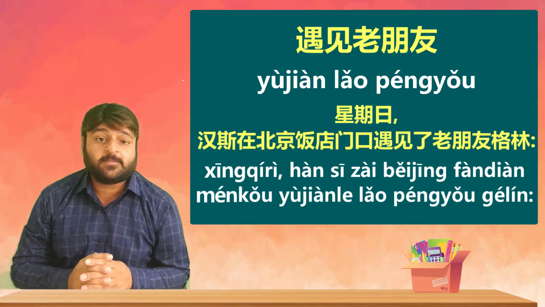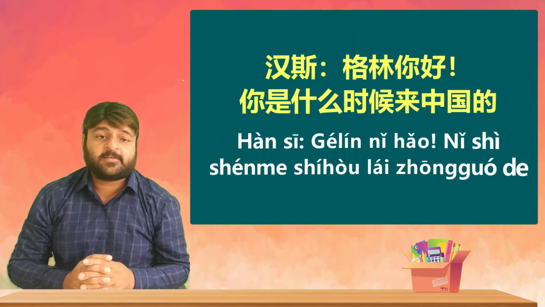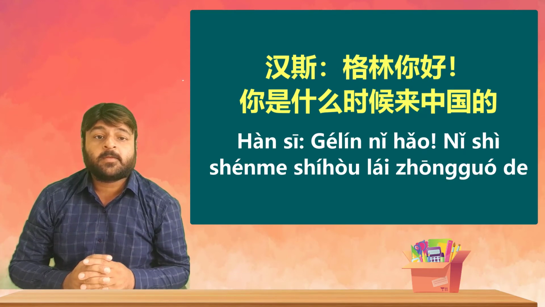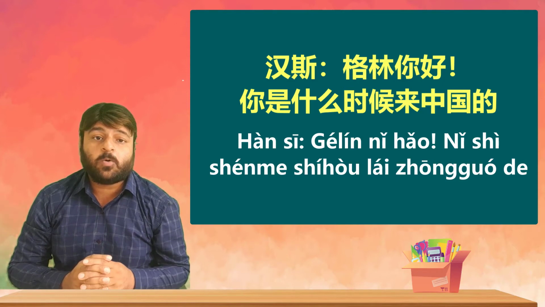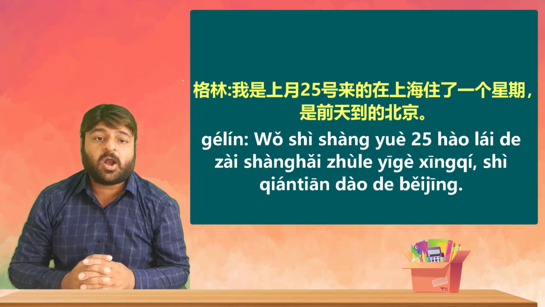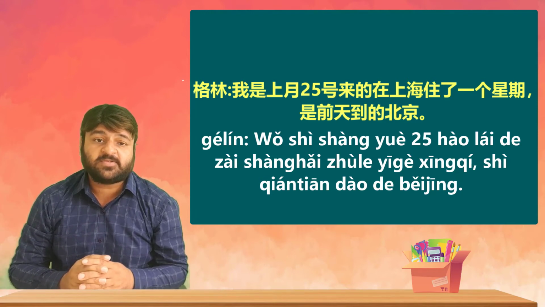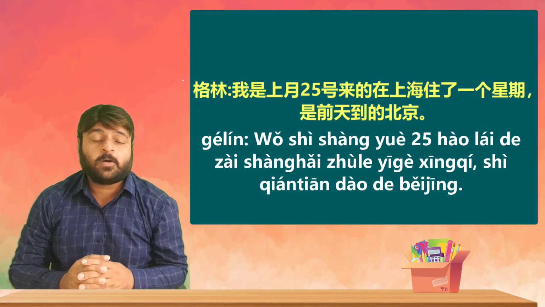Let us read the conversation between these two. Hansen asked Kailun, 凯伦, 你好. Hello Kailun. 你是什么时候来中国的? What time did you arrive, or when did you arrive in China? Kailun replies, 我是上月25号来的. I came last month on the 25th, or I came on the 25th of last month. 在上海住了一个星期. Stayed in Shanghai for 1 week.